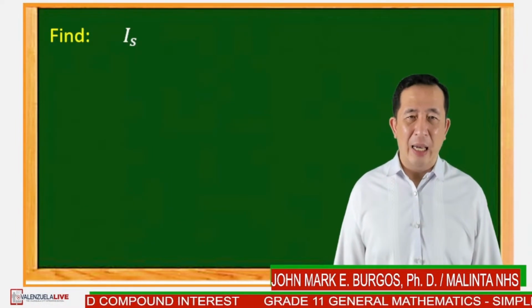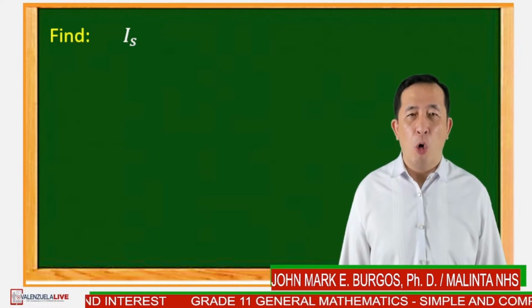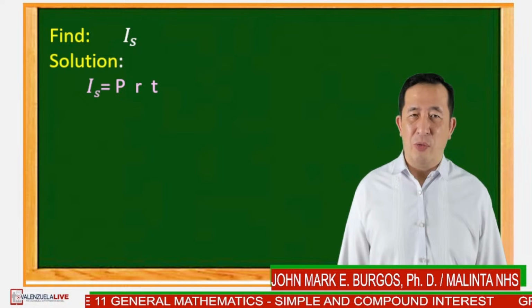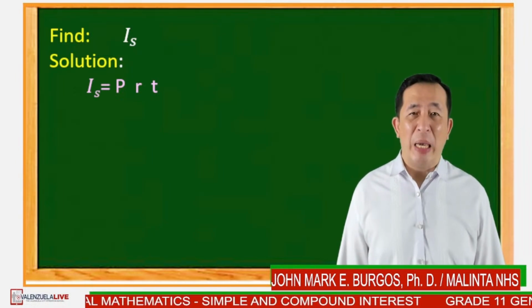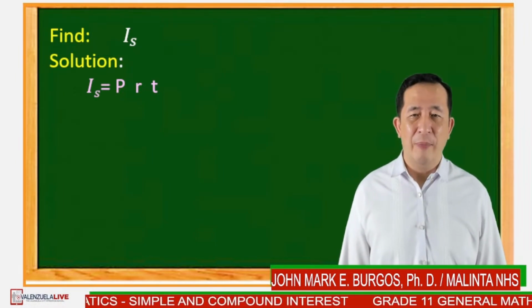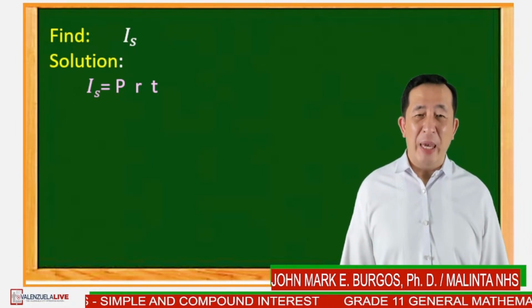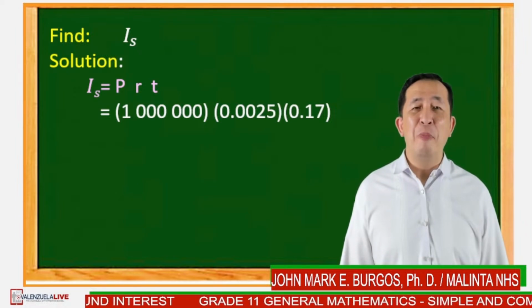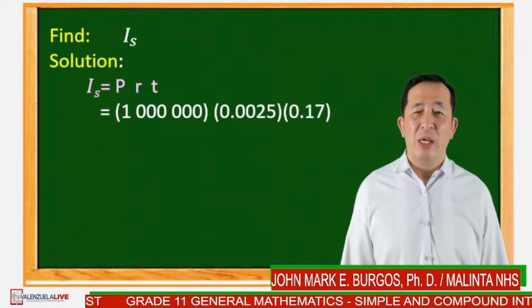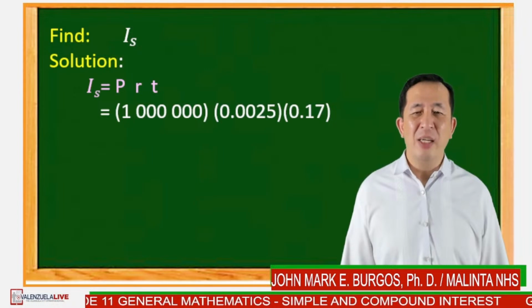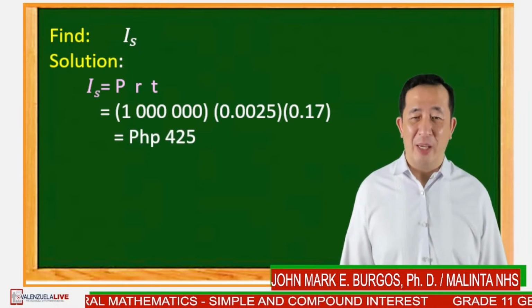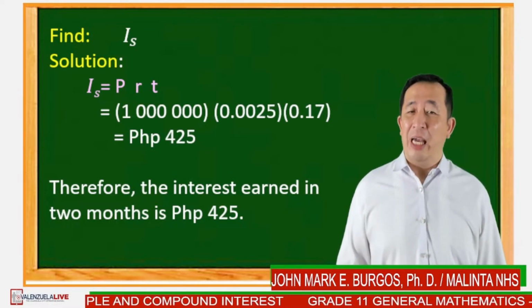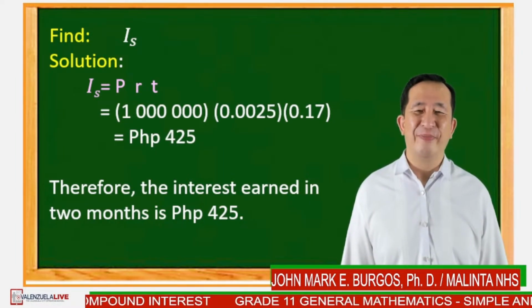Since the simple interest, or I, is being looked for here, we will use the formula I is equal to P times R times T. To substitute the values, we have 1 million pesos times 0.0025 times 0.17. The answer will be 425 pesos. Therefore, the interest earned in 2 months is 425 pesos.